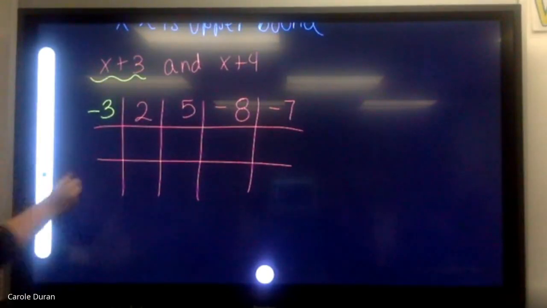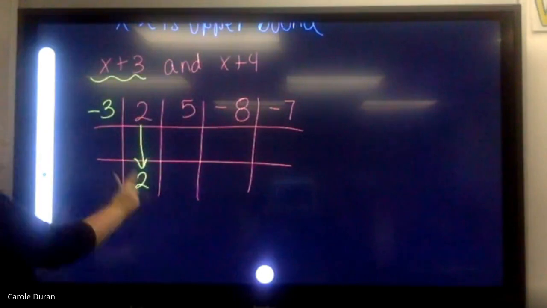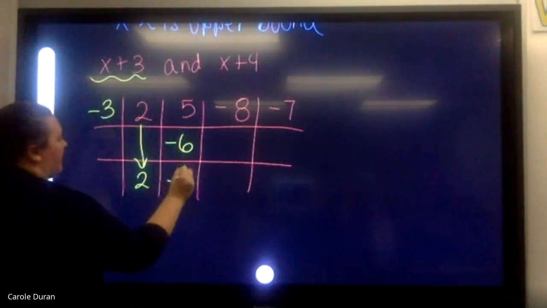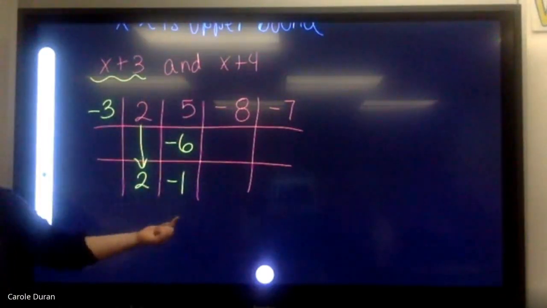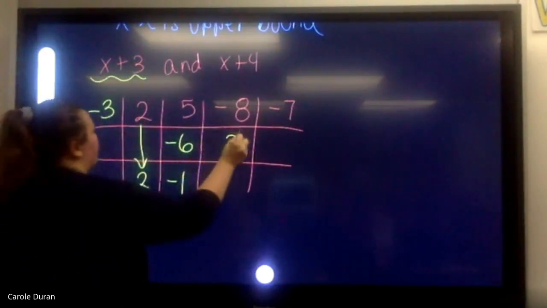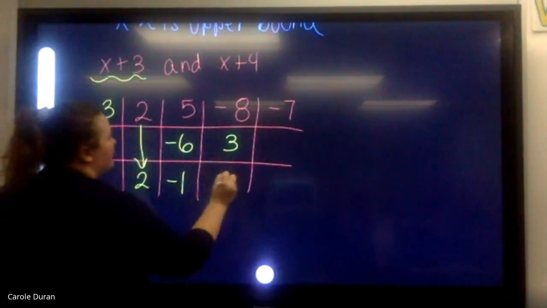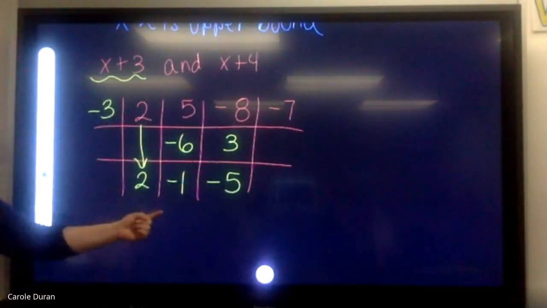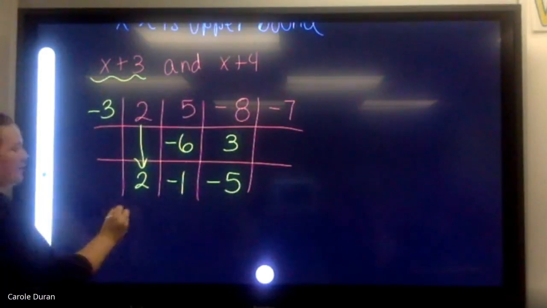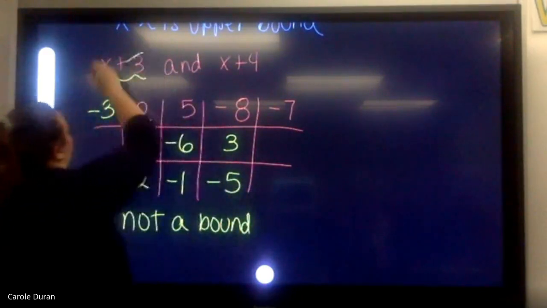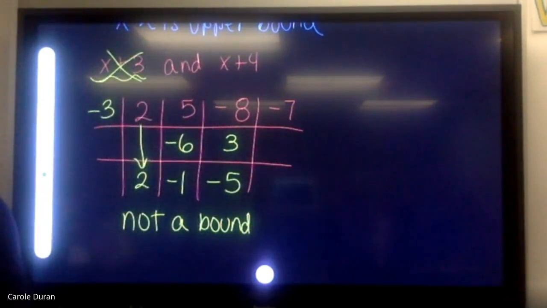So let's do it. The 2 drops straight down. 2 times a negative 3 becomes negative 6. 5 plus negative 6 is negative 1. So far, so good. I have a positive and a negative. Let's see how it goes. Negative 1 times a negative 3 is a positive 3. Negative 8 plus 3 is a negative 5. I could stop right here because these are not alternating. I have 2 negatives in a row, which tells me that negative 3 is not a bound. Or we could just cross it out. And then I move on to the next value that I'm trying.